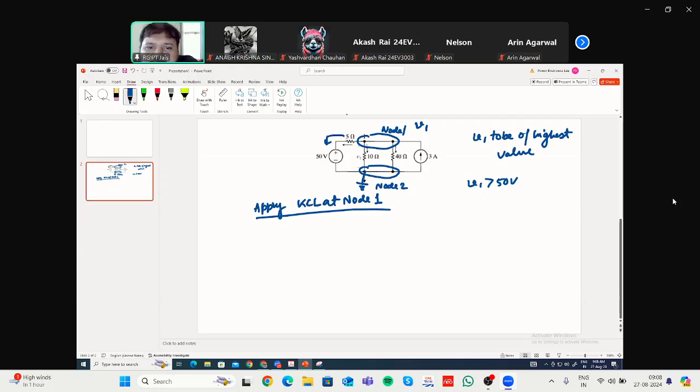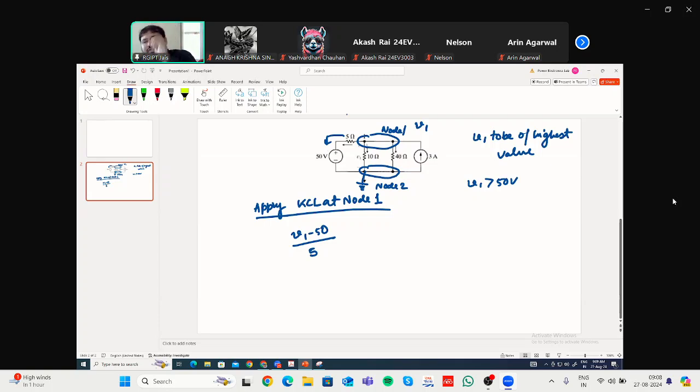Then what will be the amount of current? What is the potential difference? Potential difference is V1 minus 50, divided by R, since V equals IR, I equals V by R. The net potential across this resistance will be V1 minus 50. And what is the resistance? That is 5 ohm. And in which direction is it flowing? It is flowing out of this node.